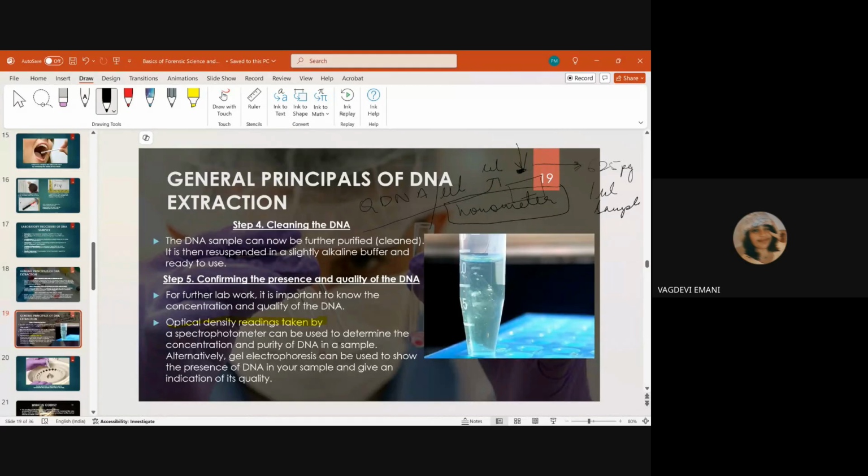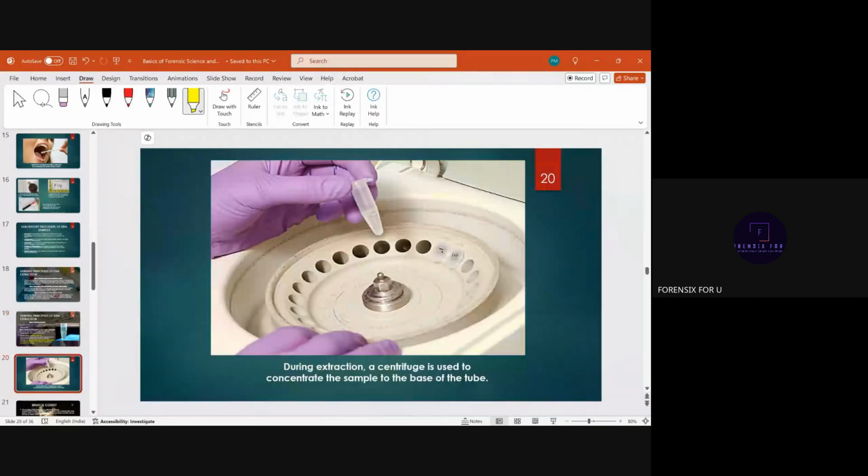Yes. If not this, a gel electrophoresis can be used to show the presence of DNA in your sample and give an indication to the quality. I hope you know what a gel electrophoresis is. We have a gel plate and we apply DNA in the wells, and we have it radio labeled, and when electrodes are added, the DNAs are run all across the gel, and we get profiles like this, lines like this, based on the fragments of the markers that are present.